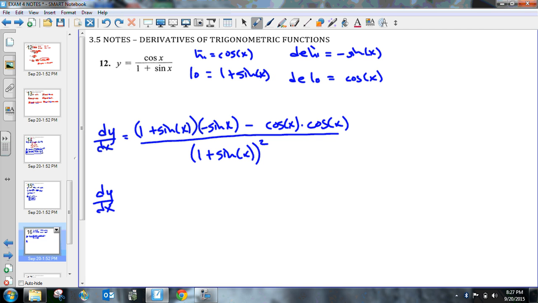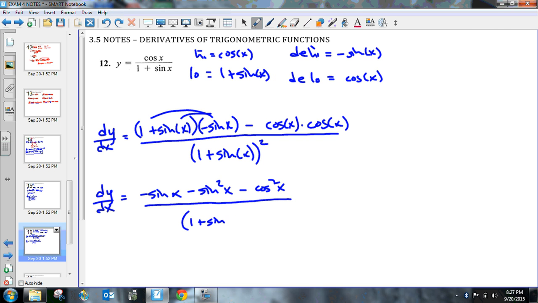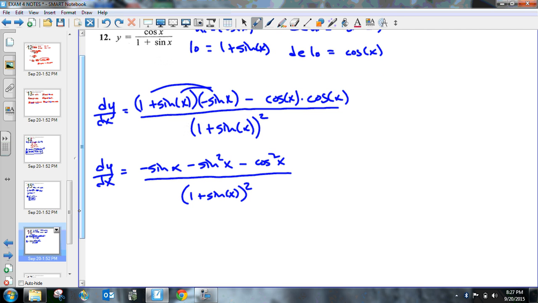So dy dx is going to give me, I'm going to distribute my negative sign here. So I get negative sine of x minus sine squared of x minus cosine squared of x, all over 1 plus sine of x quantity squared. Okay, now I can simplify this a little bit.